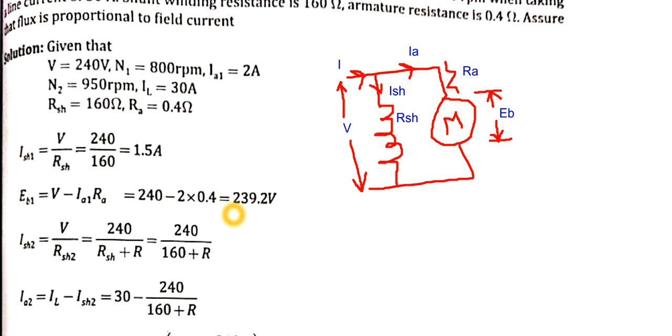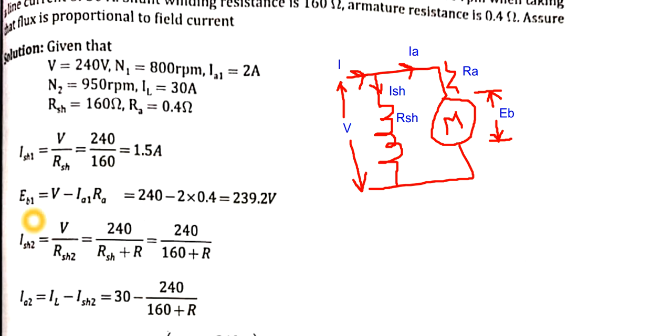Fine. Now, how can we determine ISH? It is a simple relation of V and I with respect to RSH. So V is equal to ISH1 into RSH, if we consider the first case as ISH1. In the first case, voltage is 240 volts, RSH is 160 ohms, so you get 1.5 amperes.